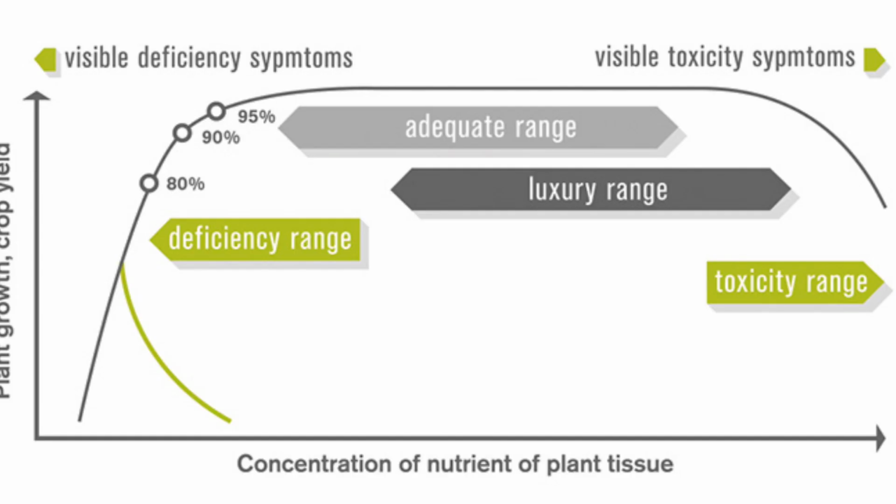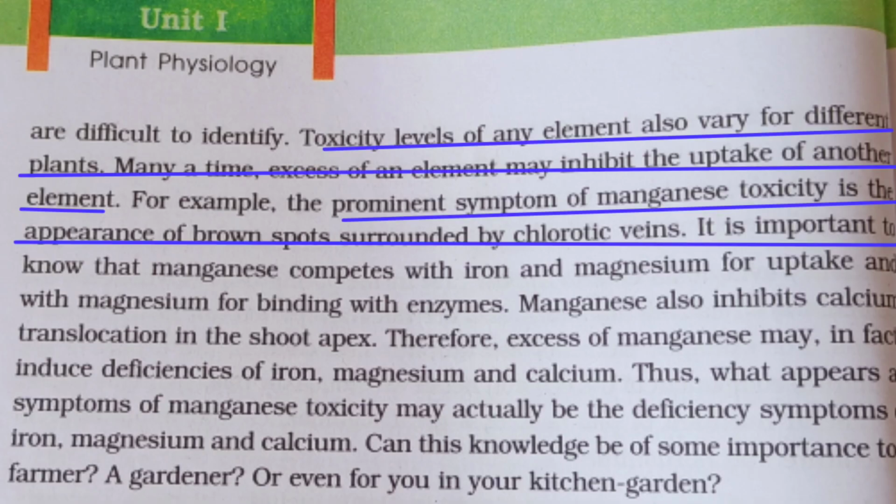Toxicity levels of any element also vary in different plants. Excess of an element may inhibit the uptake of another element. For example, a prominent symptom of manganese toxicity is the appearance of brown spots surrounded by chlorotic veins.